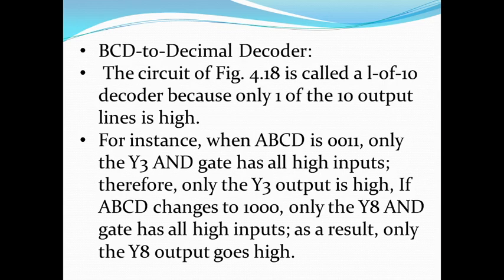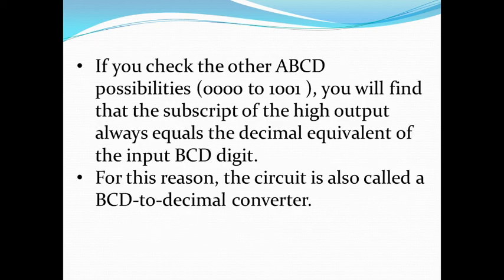We can take another example. If ABCD changed to 1, 0, 0, 0, only the Y8 AND gate has all high inputs. As a result, only the Y8 output is going to be high.